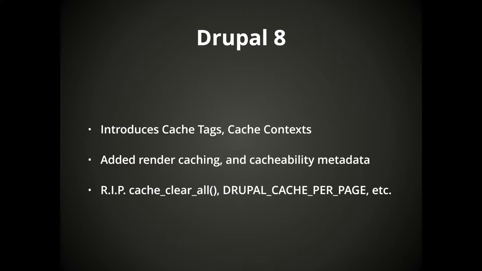And what that means is that each of those render arrays, whether it's something as small as a single link on a hook node links or something like that, up to a block, up to a whole region, or even the whole page, can have data attached to it saying how it can be cached, similar to the block caching that was introduced in Drupal 6. Finally, rest in peace, cache clear all went away forever. And those globals that say like Drupal cache per page, those went away as well.